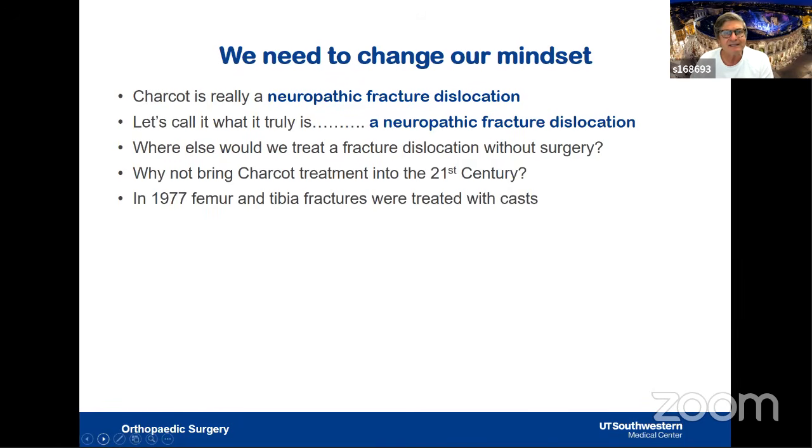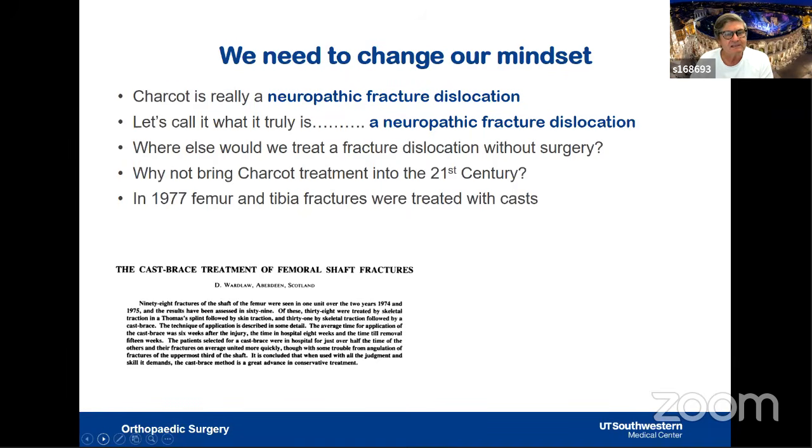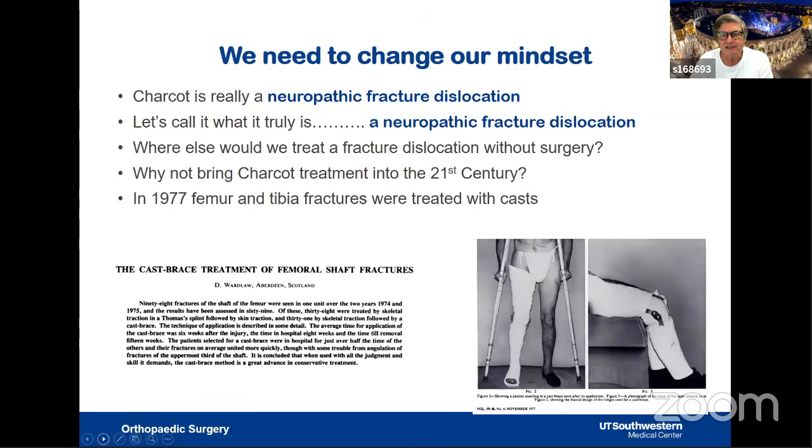In 1977, femur and tibia fractures were treated with cast. You can see this classic article, cast brace, for femoral shaft fractures. Nowadays, tibia fractures and femur fractures are treated with intramedullary nailing in most cases. Yes, you can treat them with cast, but this allows people to get up and move about. And I would say to you that, compared to 50 years ago when we treated Charcot without surgery, we have better internal fixation techniques. We have better external fixation techniques. We know a lot more. We can manage glucose better.